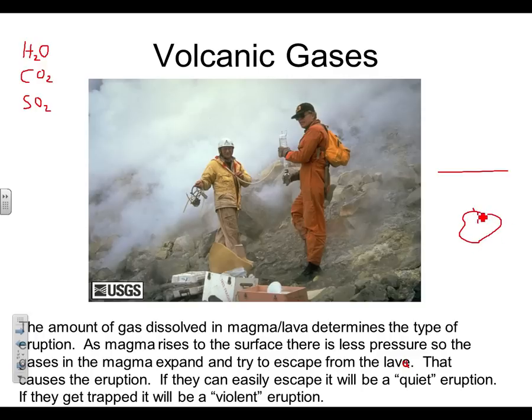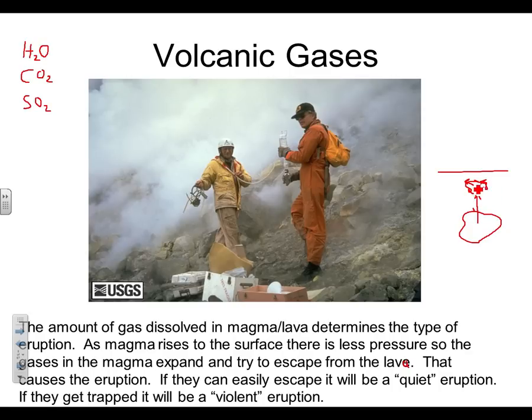As the magma rises to the surface, there's less weight from rocks above it. So there's going to be less pressure. As it rises, the gases are going to expand, and they're going to try to escape from that lava.